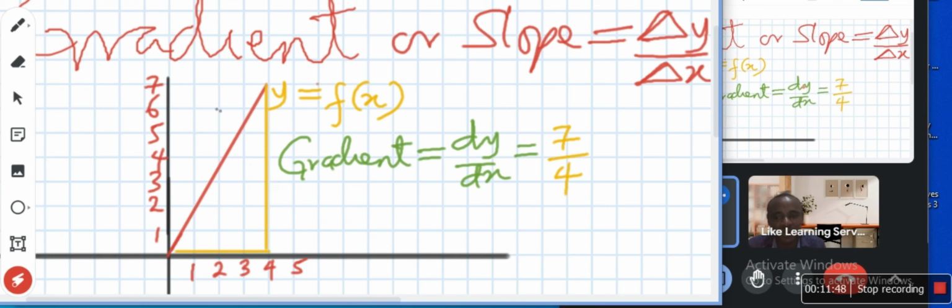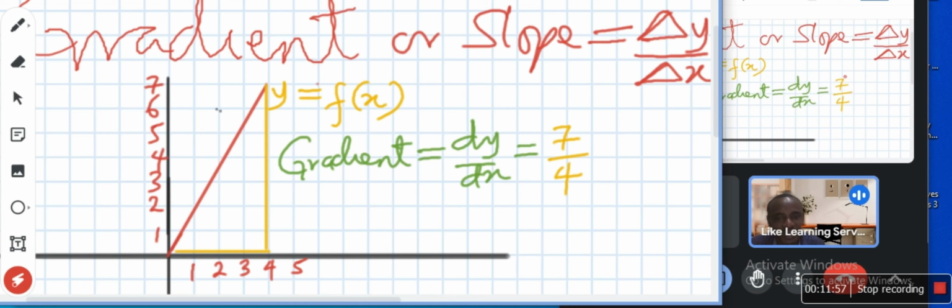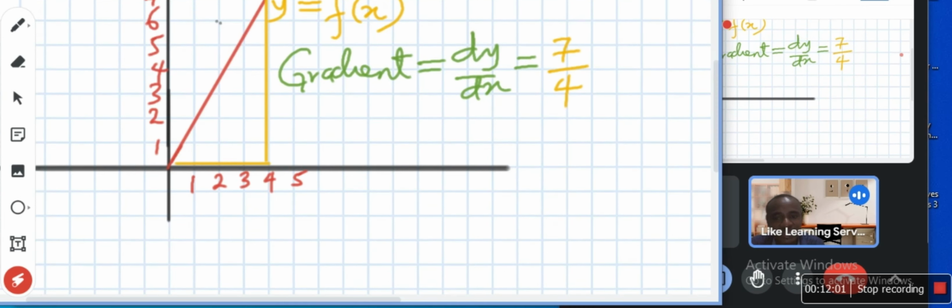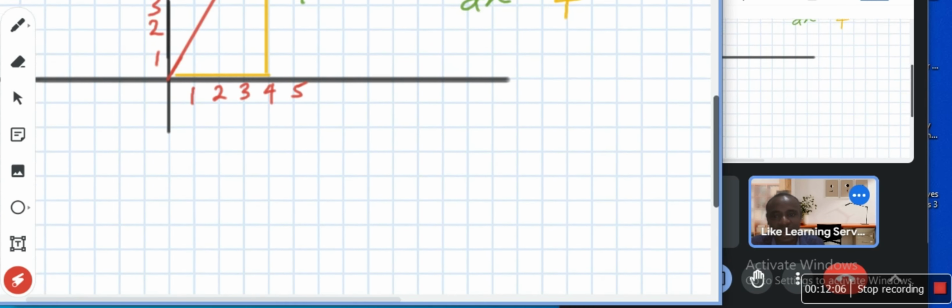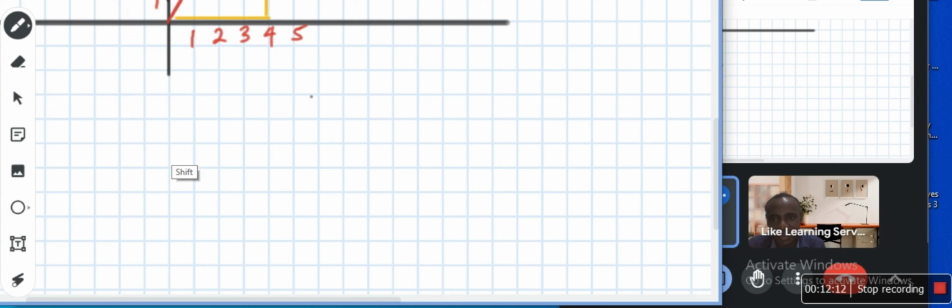Alright, so rise over run, or changing y over changing x, is the gradient or slope. And it's the same thing as dy over dx. When you differentiate the function, you get the gradient. Now we're going to apply that further. I'm going to draw something else. Watch this again. Are you still here? Yes.